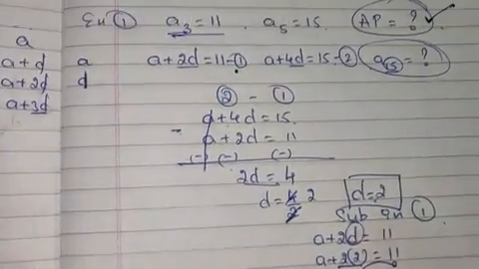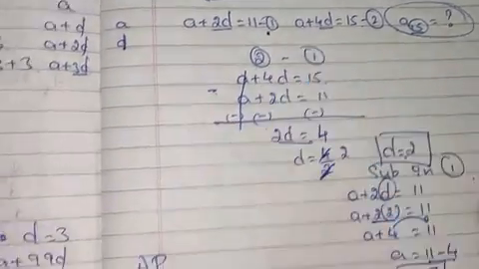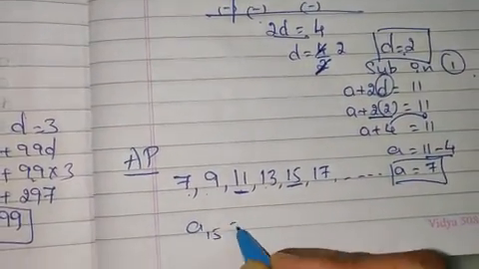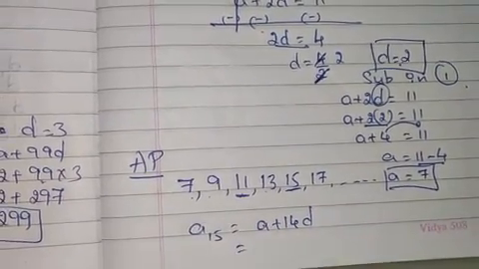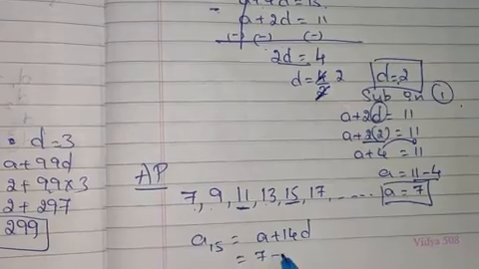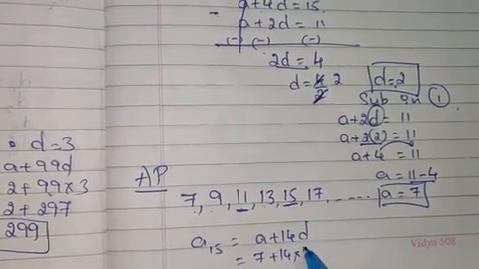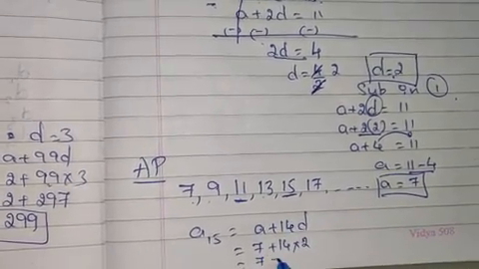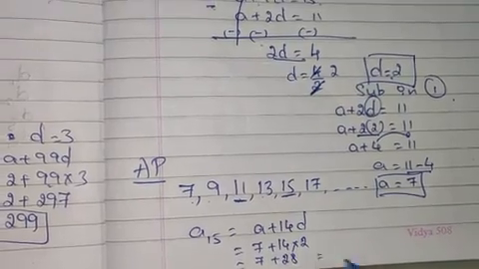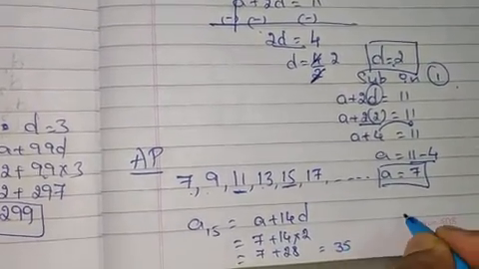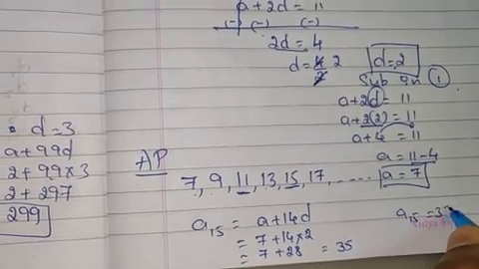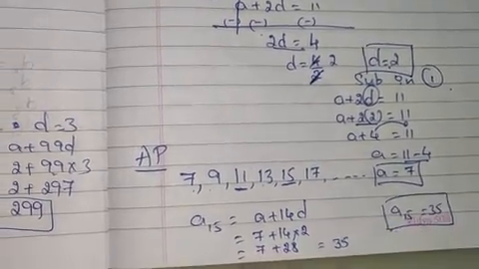So let's see the second question. Find A15. How to find A15? The general form of A15 is A plus 14D. So A here is 7 plus 14 into D, and D is 2. Here it will be 7 plus 14 twos are 28. 28 plus 7, 35. So A15 is equal to 35. Isn't it simple?